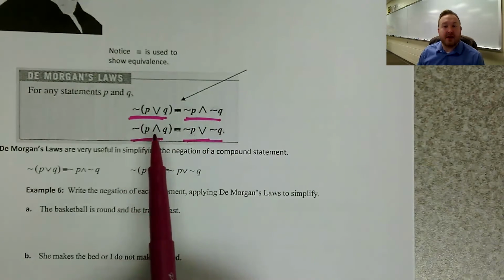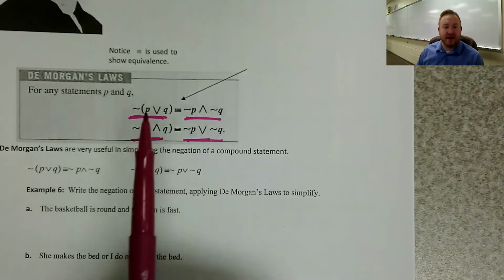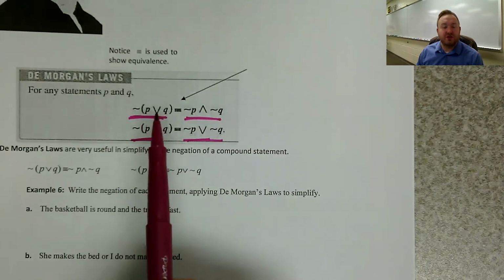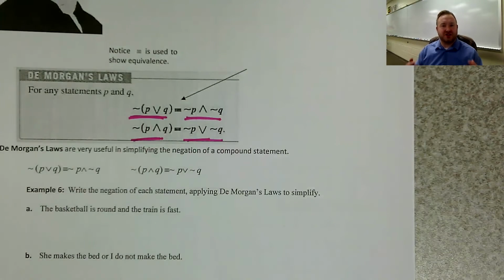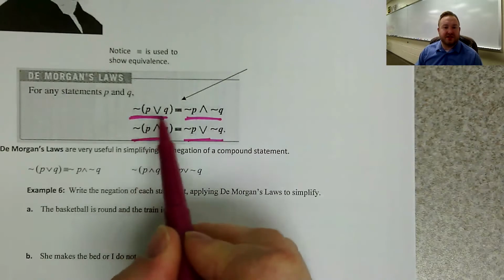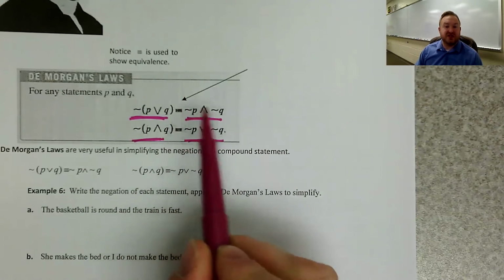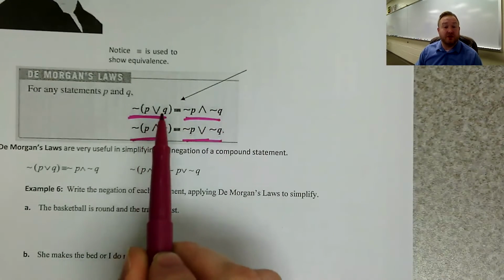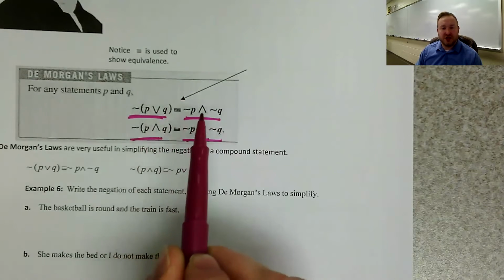Down here, I'm taking a conjunction, or an and statement, and negating it. You'll see what happens when we use De Morgan's laws: we sort of distribute the negation. Now, we're not actually using the distributive property, but if you want to think of it that way, that's kind of what it looks like. So if we want to negate this disjunction, we negate the first statement, we negate the second statement, but you'll notice that the or changes to an and.